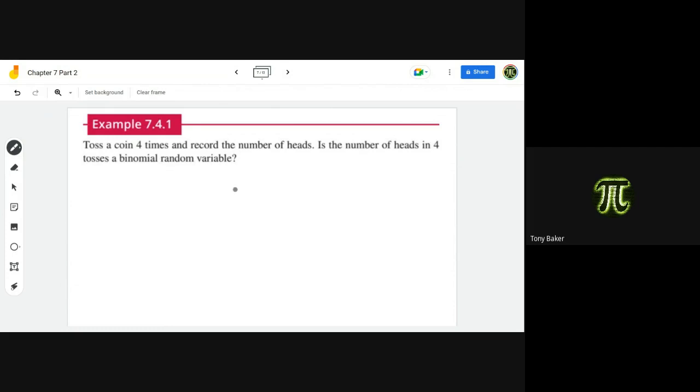So what is my N in this case? I'm tossing coin 4 times, right? Okay. Am I missing something in this problem? Hold on.